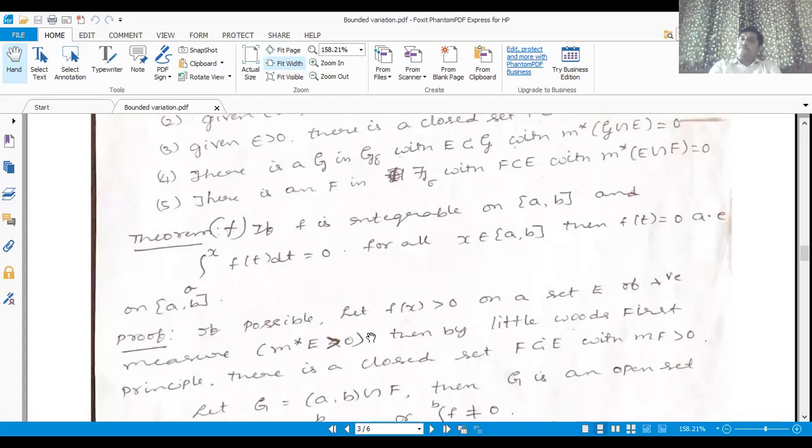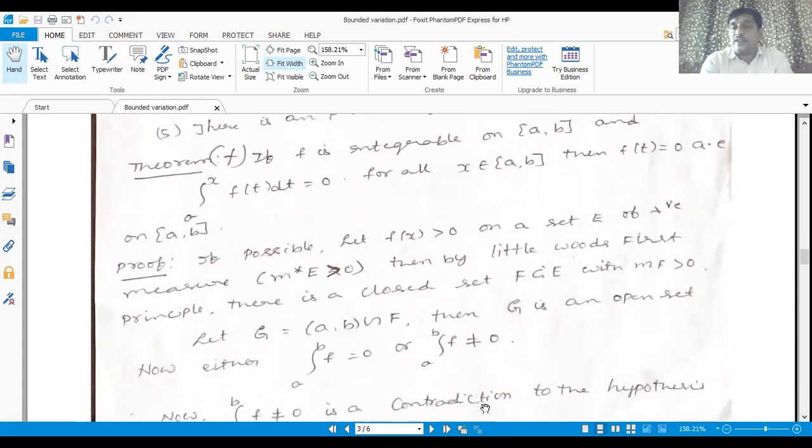But here it is given that E is a closed set, and definitely E has positive outer measure. Then by Littlewood's first principle there is a closed set F contained in E with measure of F positive. Then definitely we can write G equal to the open interval (a, b) minus F.